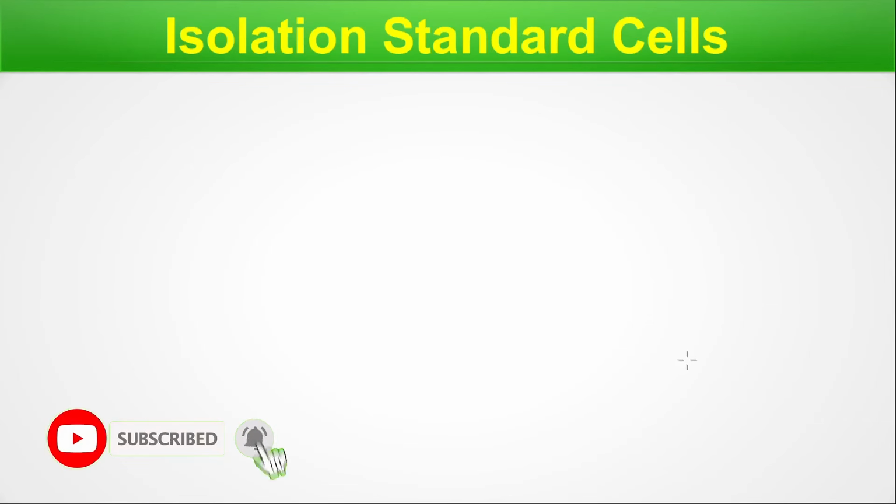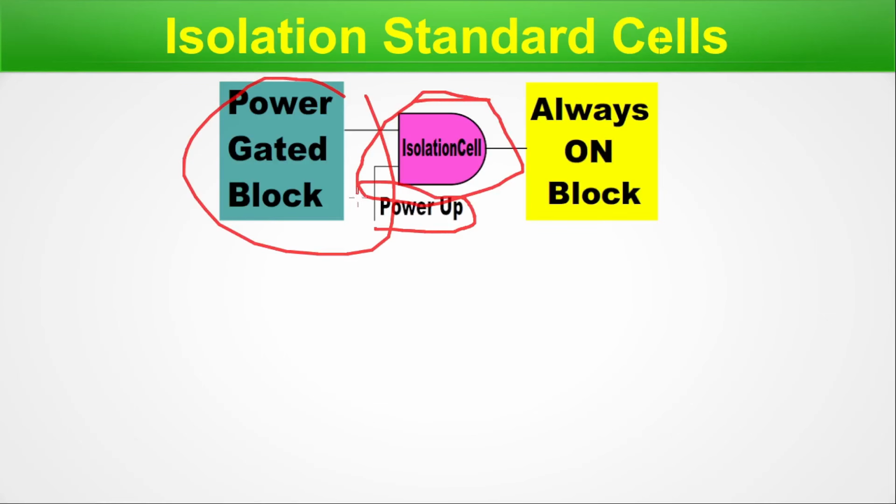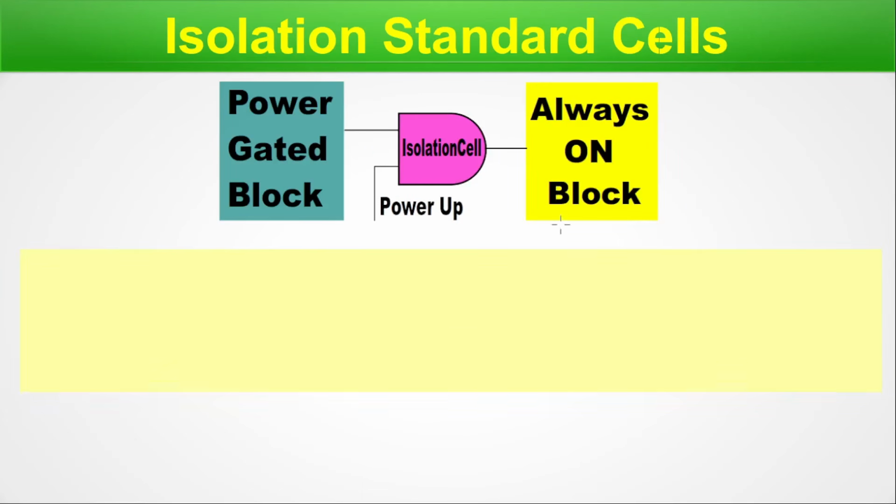Isolation standard cells. Here the power gated block is there, and we have an isolation cell. Here you can see it's an AND gate representation, and we have a power up signal. So if we have a power up signal and the power gated block is there, then only it goes to the always on block. Let us explain with text.